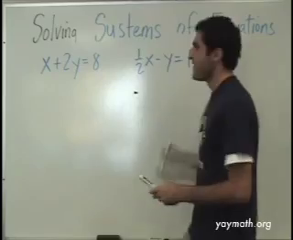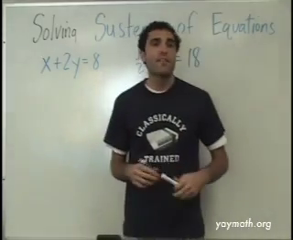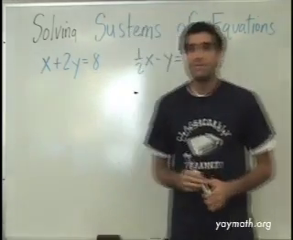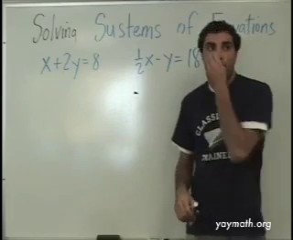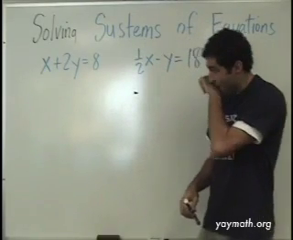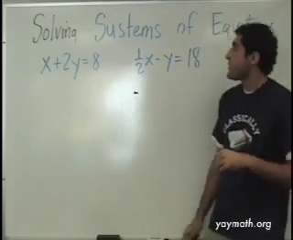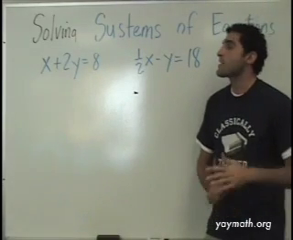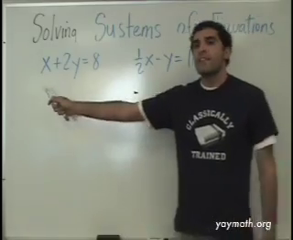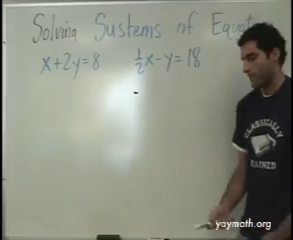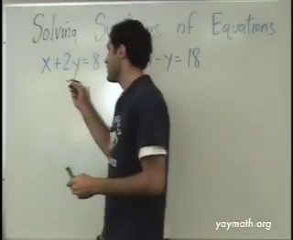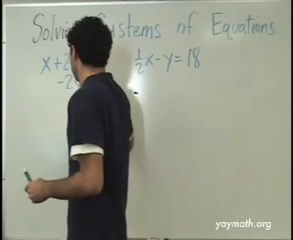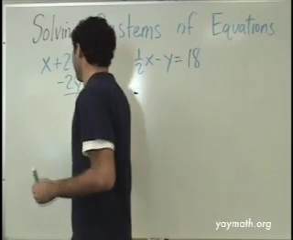Equals 18. Okay, ready for Round 2. Let's do substitution again, and then we'll hit the new method. I want to make sure we got it. So which variable would you like to isolate? Let's isolate x. Minus 2y, minus 2y on both sides. Good job.